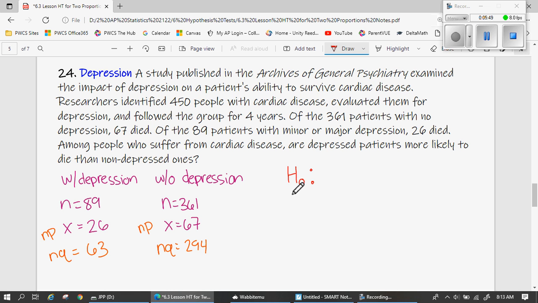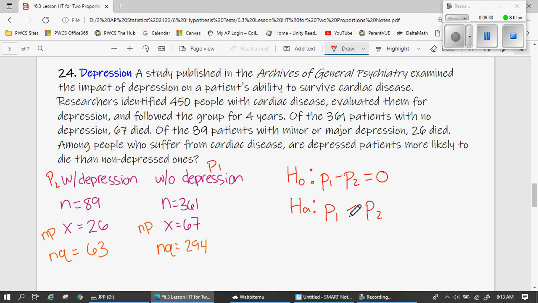And so let's call without depression P1. With depression, we'll call that P2. And if you call that out, you can follow through using P1 and P2 without some creative name like P depression, P no depression. And so we want to know, are depressed patients more likely to die than non-depressed patients? So we need to set up our alternative. And so we want to know if the proportion of depressed patients is bigger.